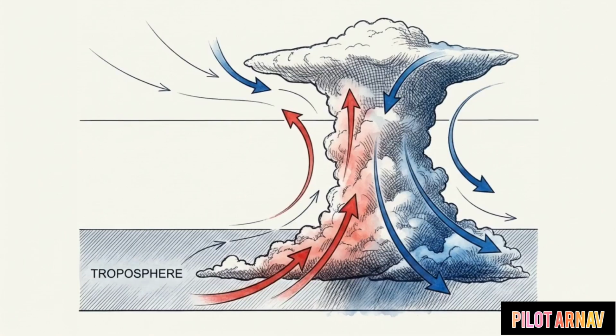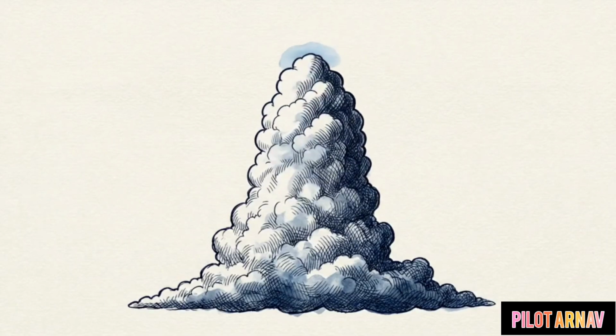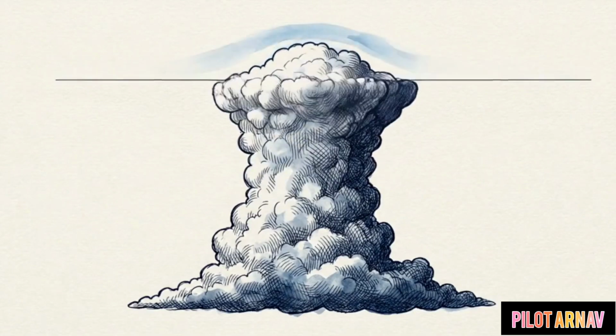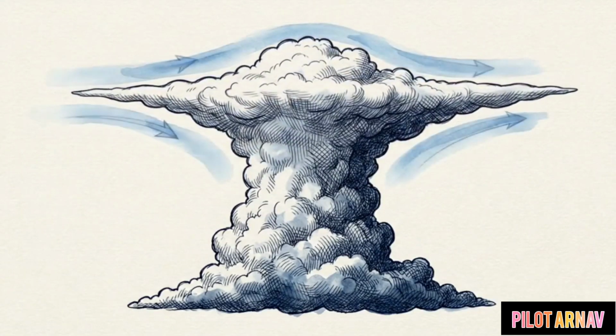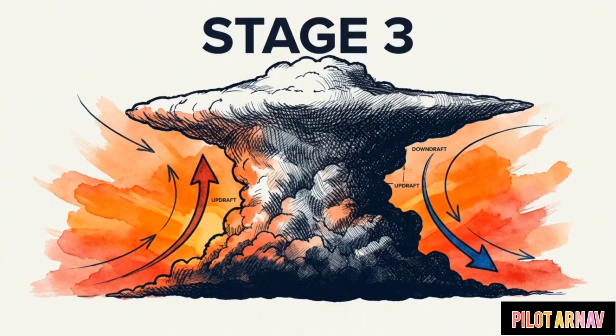As the cloud grows, it eventually hits the tropopause. Because the stratosphere above it does not support vertical growth, the tropopause acts as a physical ceiling. Capped by this ceiling, the top of the cloud spreads horizontally. This creates the anvil shape that is the visual signature of a mature thunderstorm. The formation of this anvil indicates that the storm has transitioned into the dissipating stage.